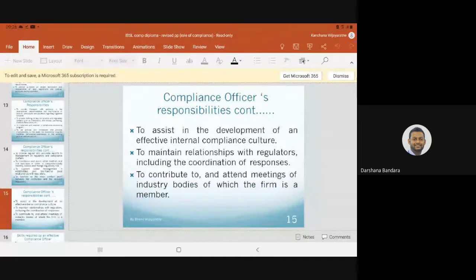So the compliance officer has a job role or responsibility to contribute to and to attend such meetings of industry bodies. That was one example I took, the Compliance Officers Association. It can be the Forex Association, right? It can be the SLBA, Sri Lanka Bankers Association, right? Sometimes you may have to go and represent.